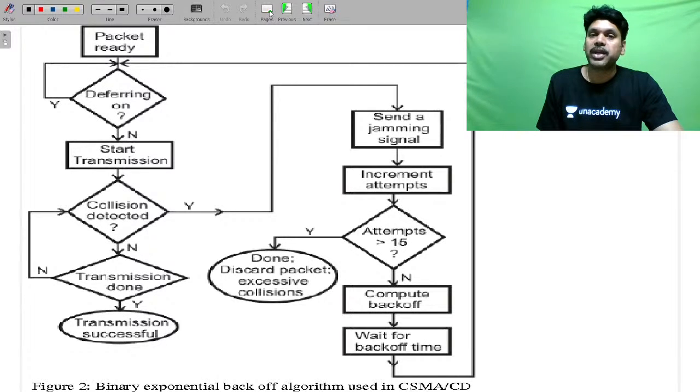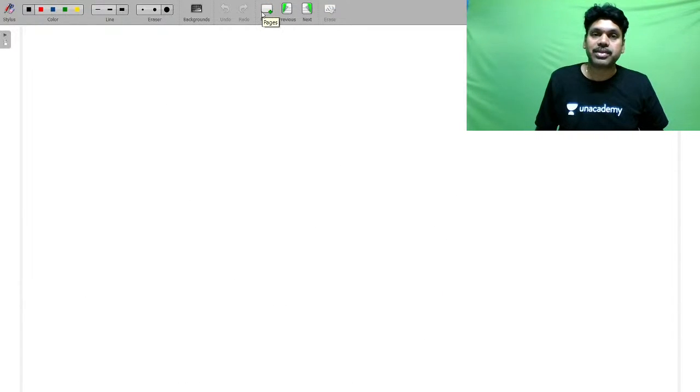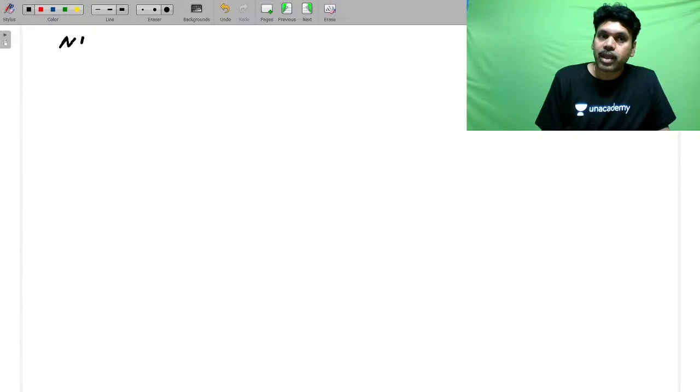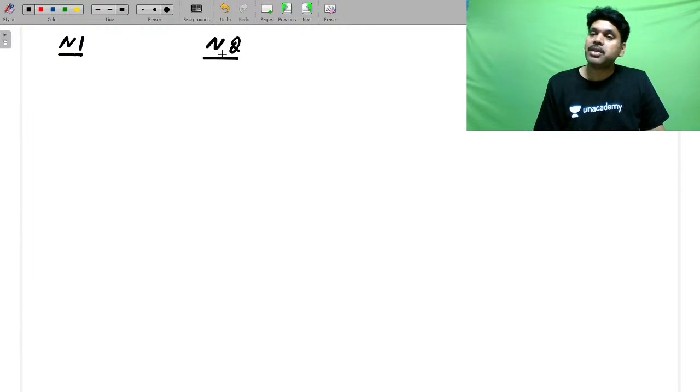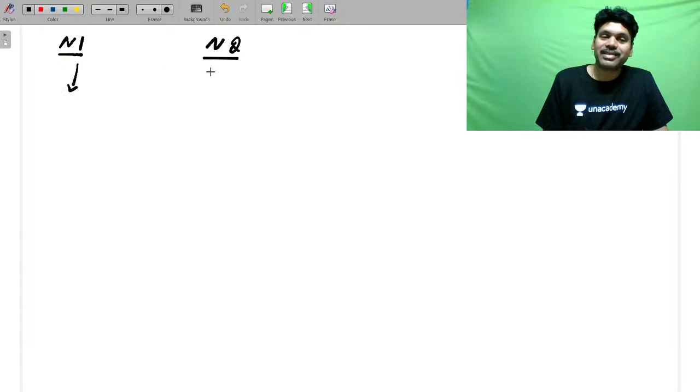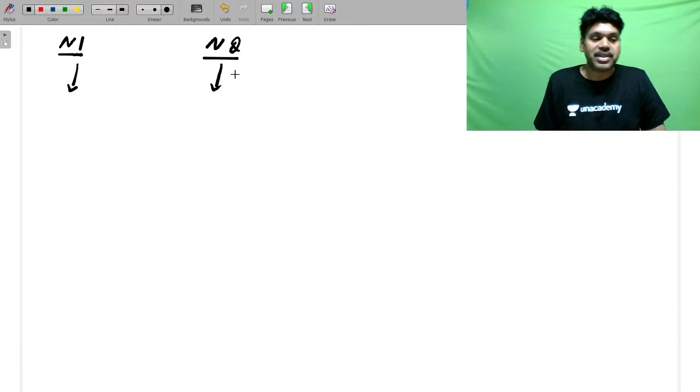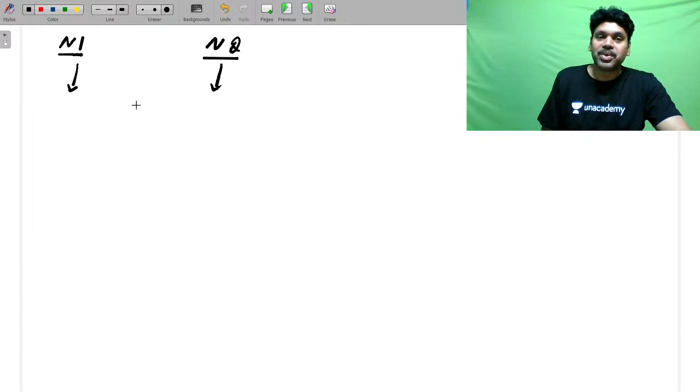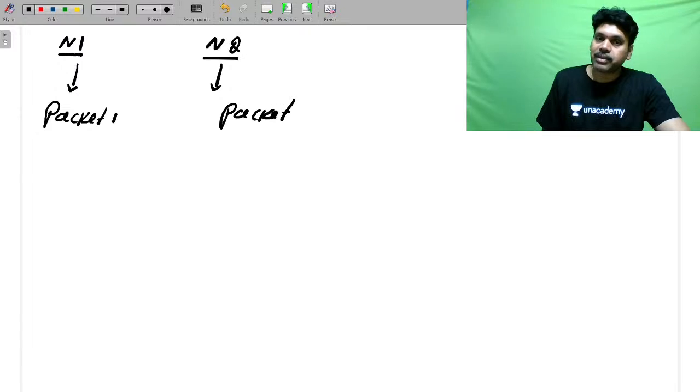So let me explain first of all how this algorithm works. Assume node 1 and node 2. There are two nodes. Excellent, very nice, so that prediction is required. Node 1 and node 2, first listen to the algorithm carefully, node 1 is sending packet 1 and node 2 is also sending packet 1. Observe how this algorithm works.